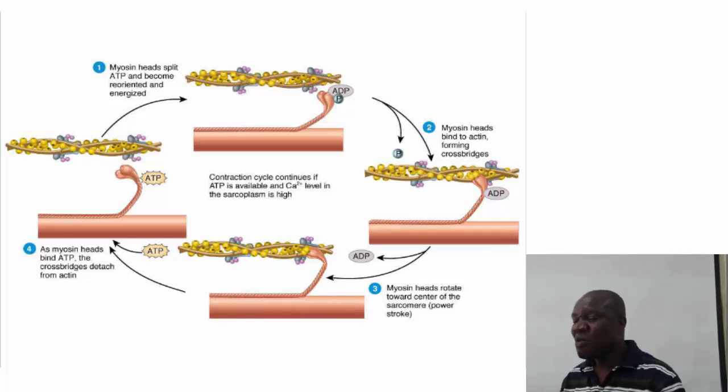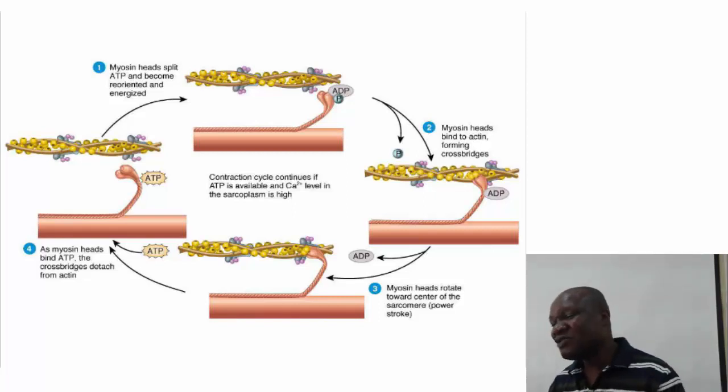When the tropomyosin filament shifts, the myosin binding sites on the actin filament are exposed. When these are exposed, they can interact with the myosin or thick filament. I'll go over that again.